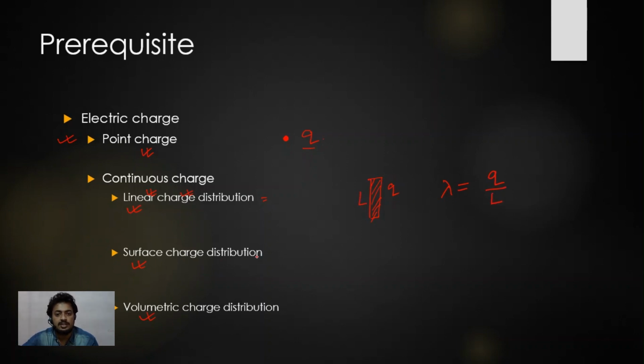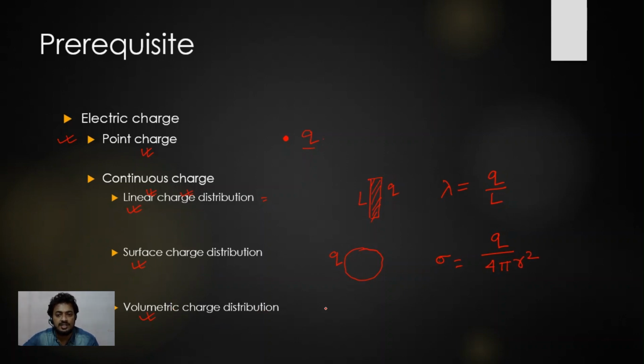Similarly, surface charge distribution is like an areal charge distribution. If there is a conducting sphere, let's assume it has total charge q. So surface charge density sigma will be q by area. And as you know, the surface area of any sphere is 4 pi r square.